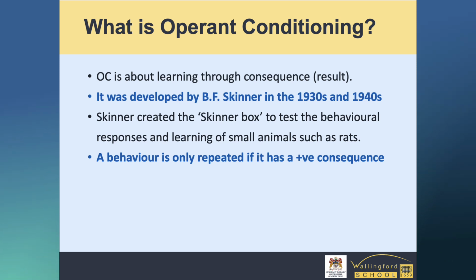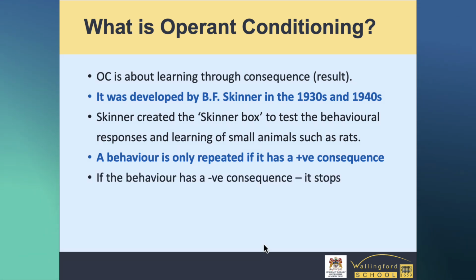The most basic part of operant conditioning is that a behaviour is only repeated if it's got a positive consequence. If the behaviour has got a negative consequence, then it stops. So if you or a rat do something and you get something positive out of it, then the rat or you are more likely to do that particular action again. If you do something and you get a negative consequence out of it, so you get a punishment of some description, then you would tend to stop.